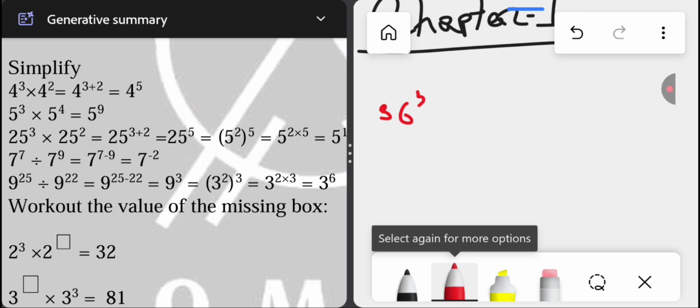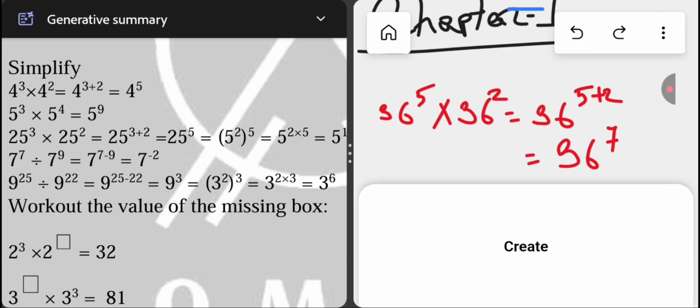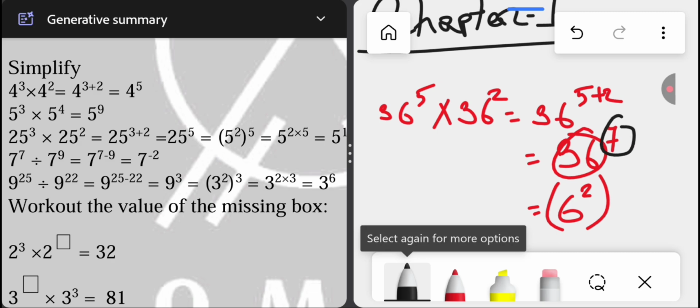Let's say 36 to the power 5 into 36 square, which can be written as 36 to the power 5 plus 2, which will give us 36 to the power 7. The first thing is that this can be written like this, right? And the second thing is that this 36 can be broken down into a square of 6. 6 square is equal to 36, and there was already a power there, which was 7. We are going to put 7 there.